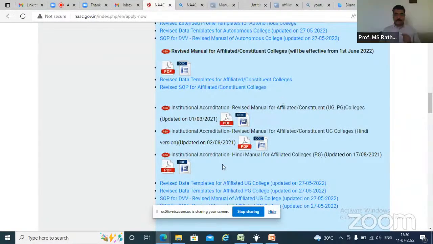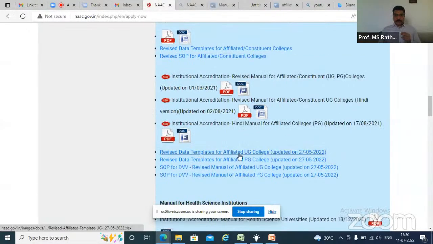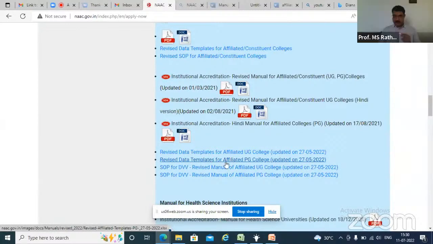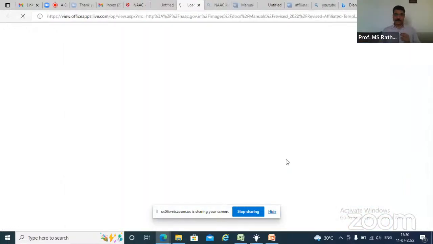Just go down, and here you can see the folders that I am highlighting. But which one is valid or authentic, because a lot of things are there? Which template has to be used? You can see the second highlighted one. This would be applicable to you, and you have to download this one.